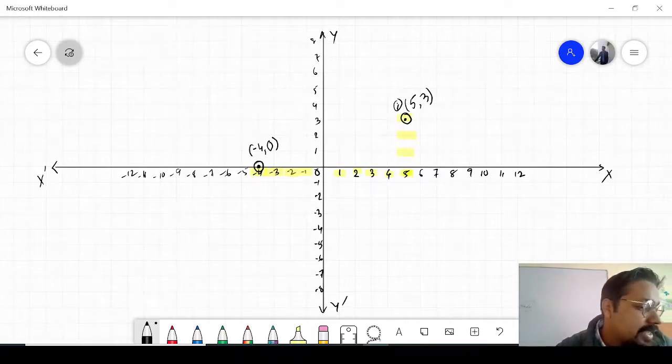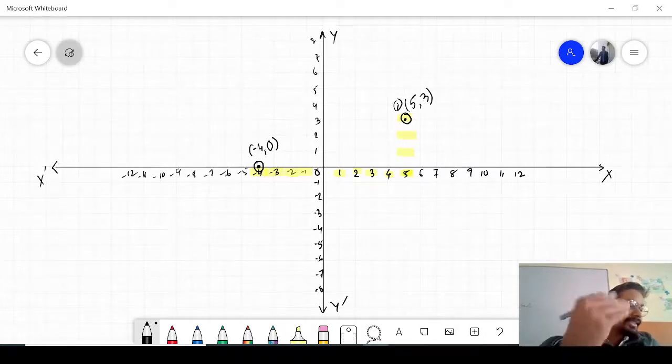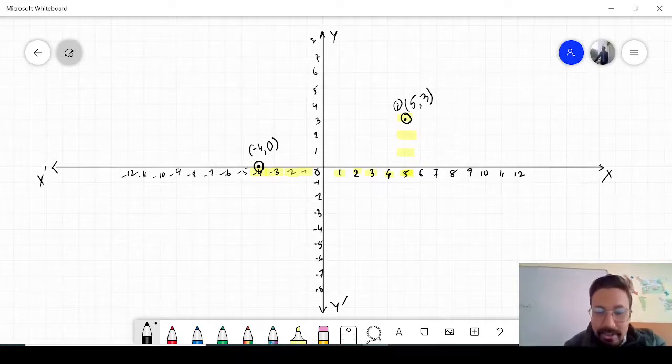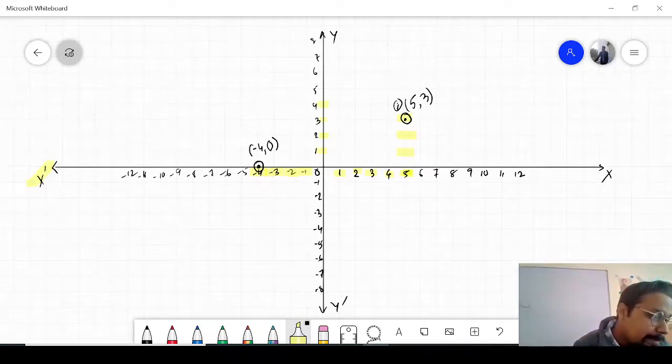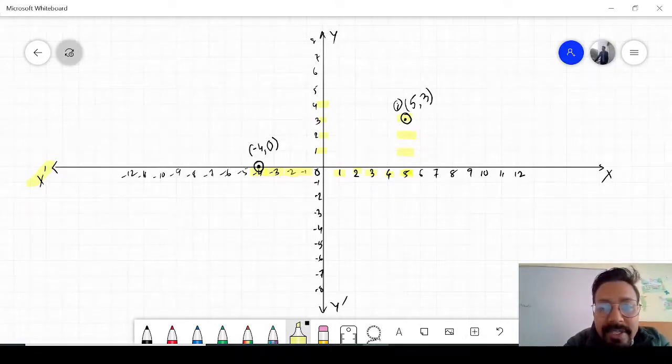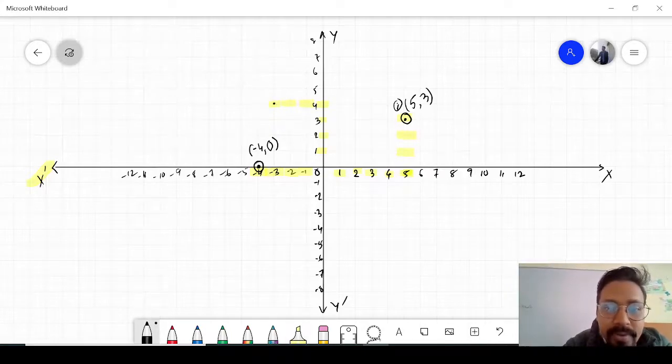Next: above the x axis at a distance of 4 units from it, and towards the left side of the y axis at a distance of 3 units from it. So above the x axis a distance of 4 units. This is our x axis, above the x axis 4 units: 1 2 3 4, we have come by 4 units. Then towards the left side of the y axis by a distance of 3. So towards the left by 3: 1 2 and 3. So this is where we come.